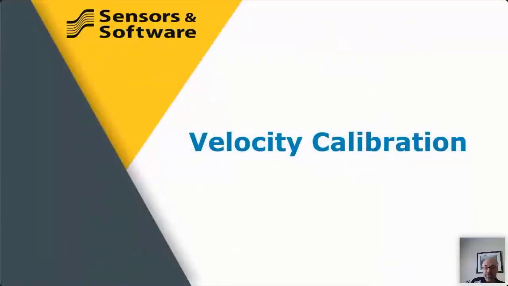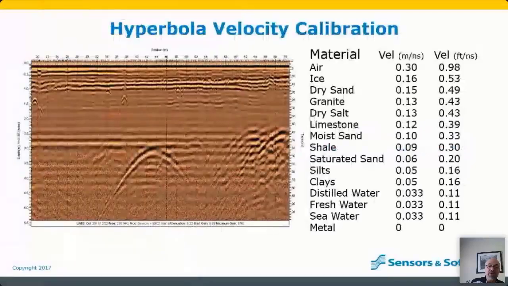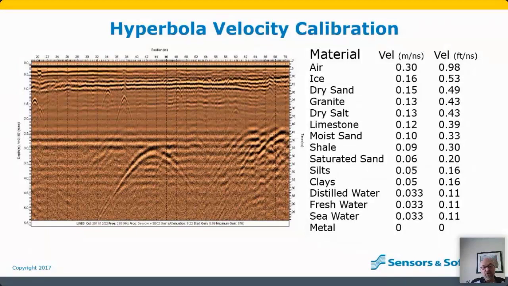Now, I want to talk very briefly about velocity calibration. And if you've had any training with ground penetrating radar, you have more than likely done some sort of velocity calibration. So here's an example of a GPR cross section. And you can see in the shallow part at the top, we've got a number of hyperbolic responses in here. And then down deep, we've got this really big hyperbolic response.